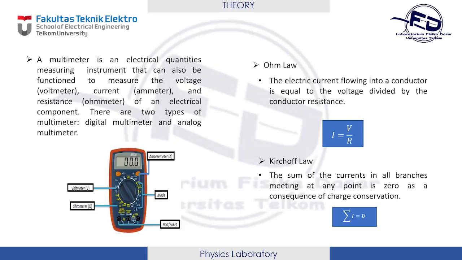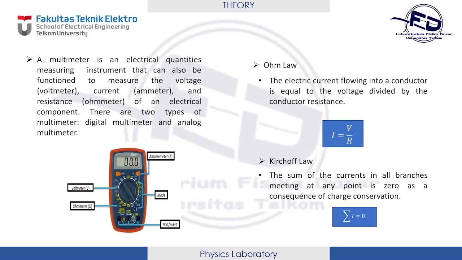Next, Ohm's law. The electric current flowing through a conductor is equal to the voltage divided by the conductor resistance. Current equals voltage divided by resistance. The other formulas: voltage equals current multiplied by resistance. Resistance equals voltage divided by current.